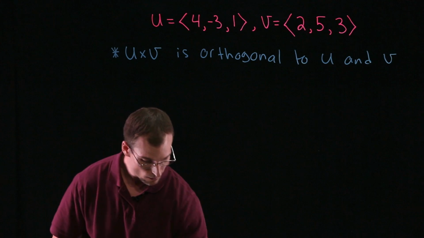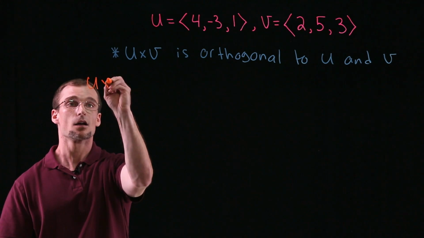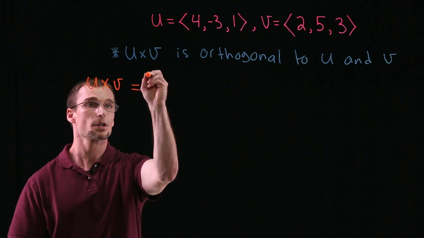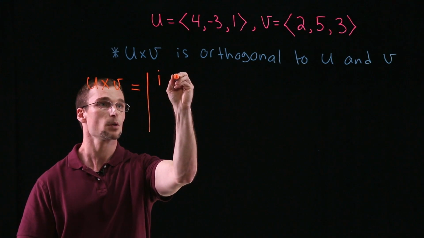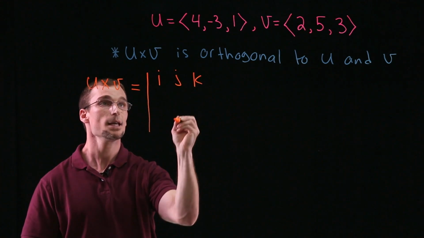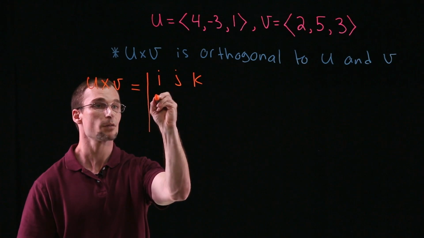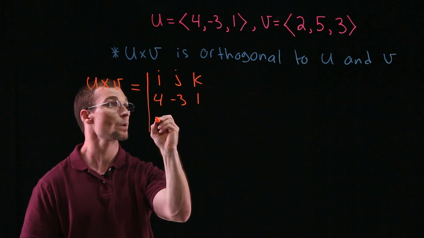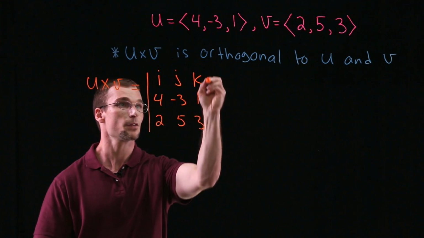So we're going to find our u cross v, okay, the cross product between u and v, which using our determinant form, we'll set up our 3 by 3 matrix where our top row is i, j, and k. And then the next row is our components of u, which we have as 4, -3, and 1. And last row components of v, which are 2, 5, and 3.